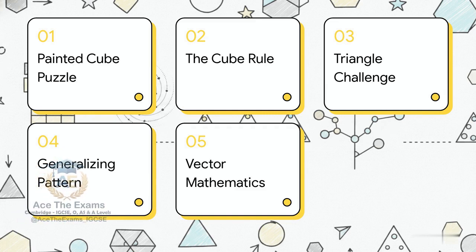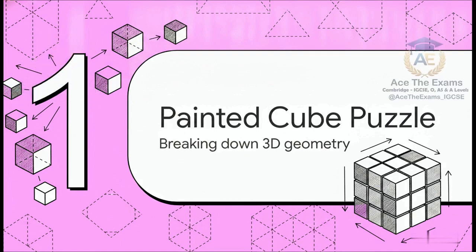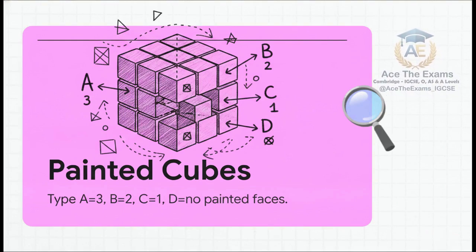Let's get into it. Step 1, the painted cube puzzle. Here is where we start breaking down three-dimensional geometry into clean, scorable categories. When you see an investigation question like this, the examiner's primary assessment objective is checking your ability to categorize and simplify. You need to use what we call the PEEL framework: point, evidence, explanation, and link. The very first point you need to make to the examiner is that a complex shape is just a combination of simpler parts. To simplify this 3D object, you absolutely must define your categories.